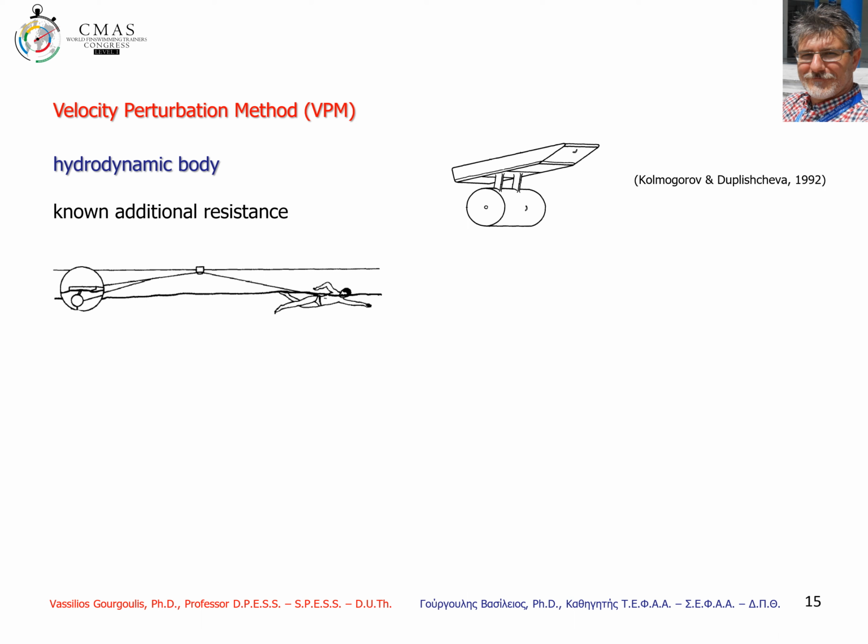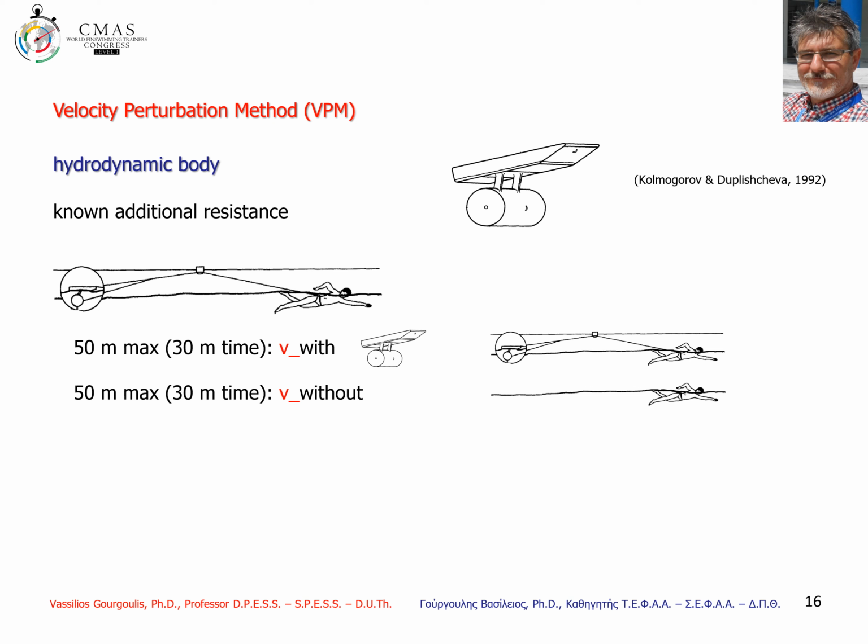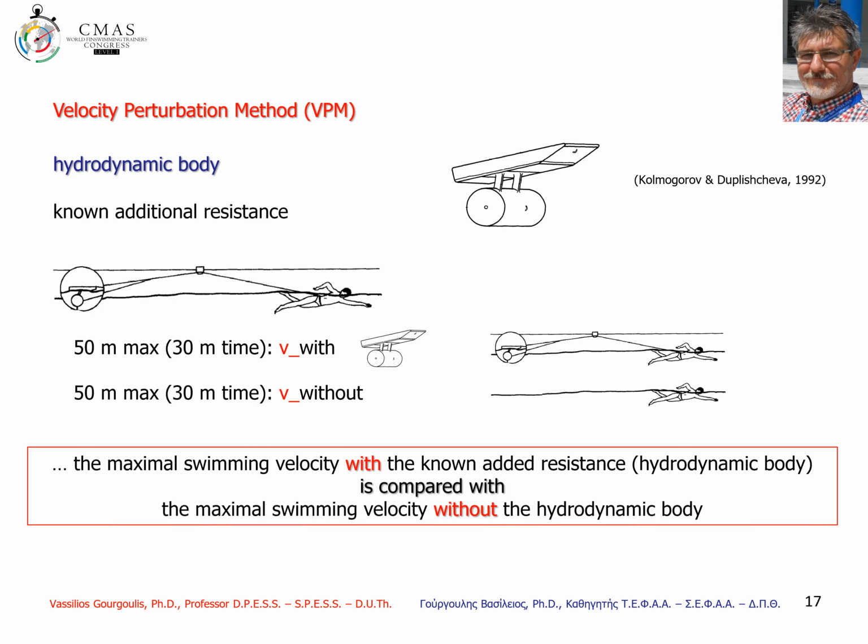In this method, specific equipment is used, a hydrodynamic body. This hydrodynamic body is attached to the swimmer in order to create a known additional resistance. The swimmer should perform 2 trials with maximal speed. One trial is performed pulling the hydrodynamic body, and the other trial is performed without the hydrodynamic body. Then, the maximal speed when swimming with the hydrodynamic body is compared with the maximal free swimming speed.